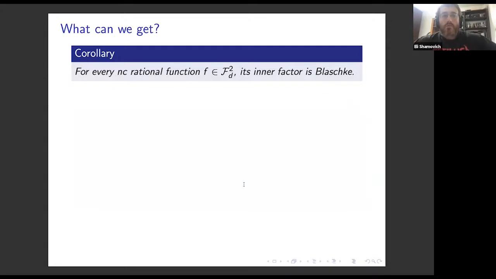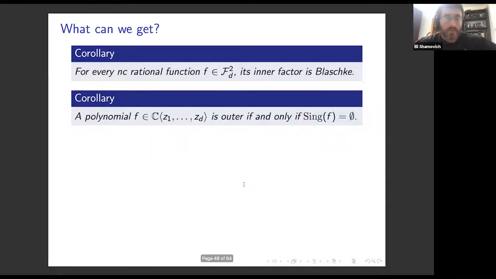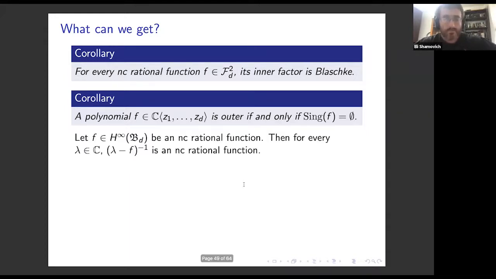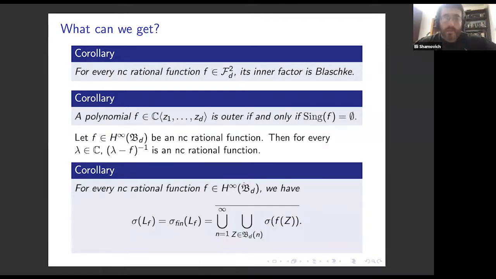So now, what can we deduce from this? First of all, since every non-commutative rational function is in the disk algebra, its inner factor is Blaschke. A polynomial is outer if and only if its singularity set is empty, just like in the classical case, so it has no zeros. But moreover, you can say something like this.